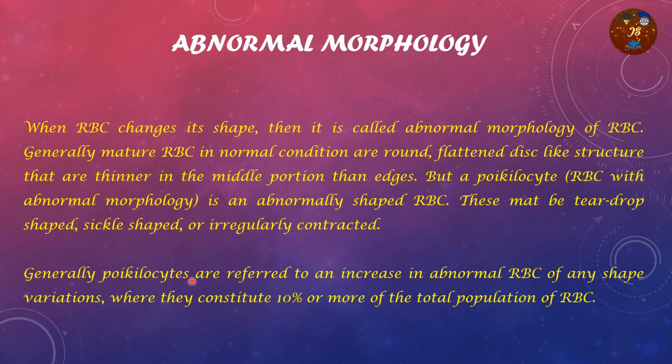Now, generally, poikilocytes refer to an increase in abnormal RBC of any shape variation when they constitute 10% or more of the total population of RBC. That means we say the RBC is changing its morphology when these poikilocytes, or RBCs with abnormal morphology, constitute almost 10% of the total population of RBC present in the blood.